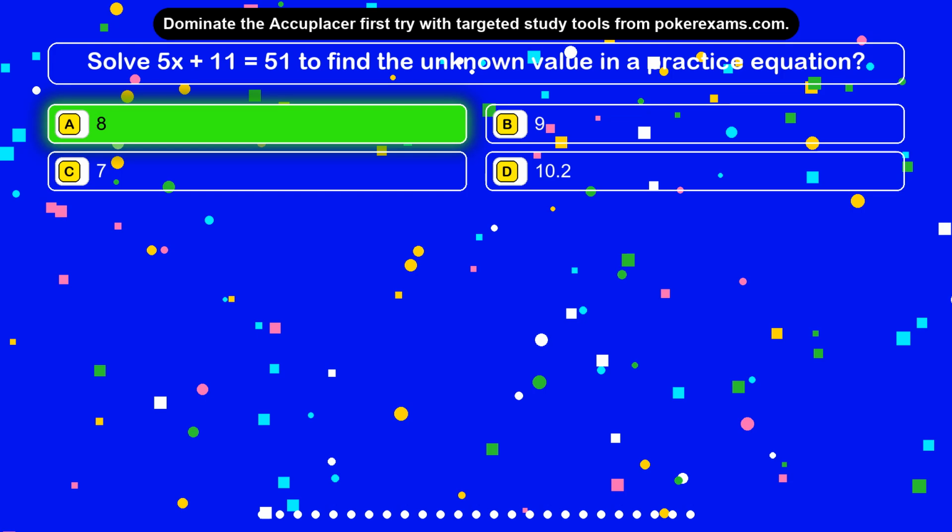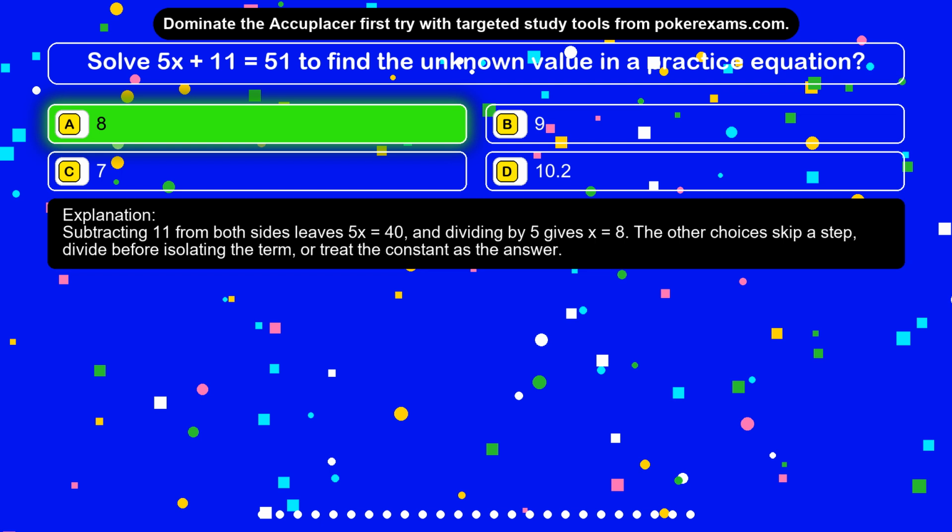The correct answer is option A, 8. Subtracting 11 from both sides leaves 5x equals 40, and dividing by 5 gives x equals 8. The other choices skip a step, divide before isolating the term, or treat the constant as the answer.